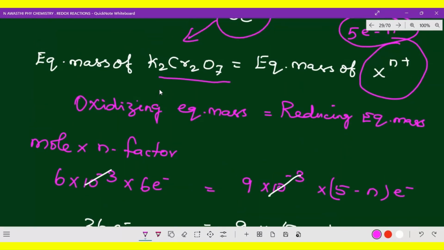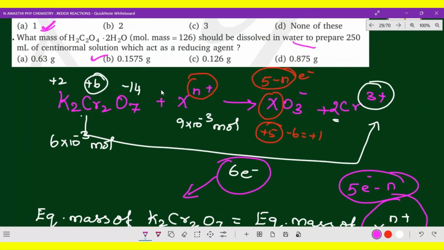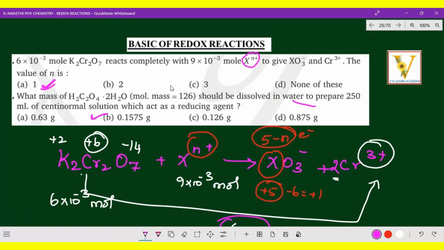Come on, let's go to the next question. These two questions are JEE Mains questions, a little away from the track, a little higher level, indirect questions. Come on, let's go to the next question.